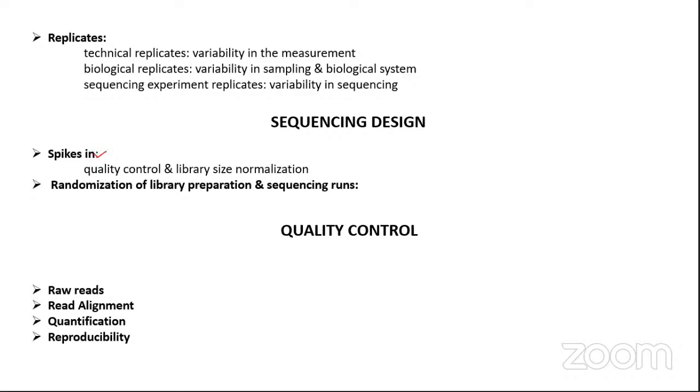Now spike-ins. Say suppose I want to see the differential expression of genes. I got some expression over here, and some expression over here. Now how do I know that this is real expression? I do not know. What I predicted is coming here, and what I predicted over here is coming here. But how do I validate that?